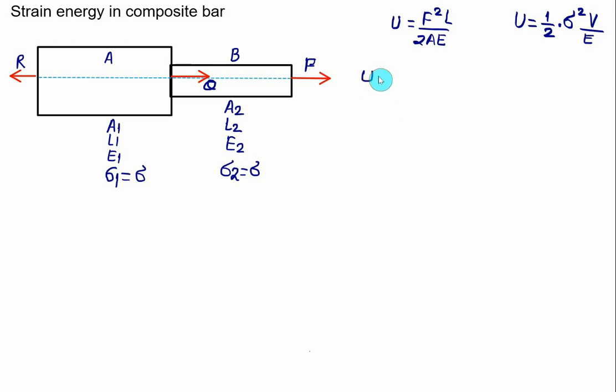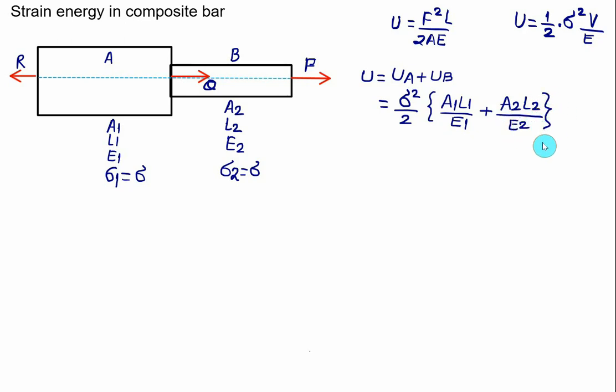So we have total strain energy equal to the strain energy in A plus the strain energy in B. This time the stress is the same for both A and B. So in that case we can take out sigma square common, divided by 2, into V1 divided by Young modulus E1, where V1 is the product of A1 into L1, plus V2, which is A2 multiplied by L2, divided by the Young modulus of the second rod, that is E2.